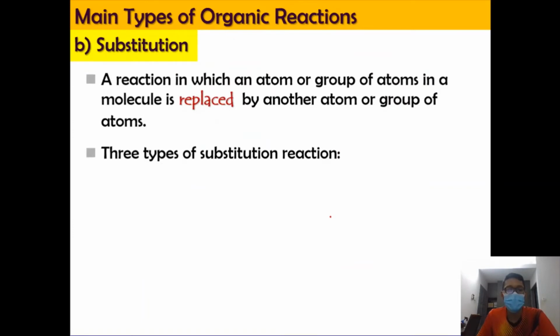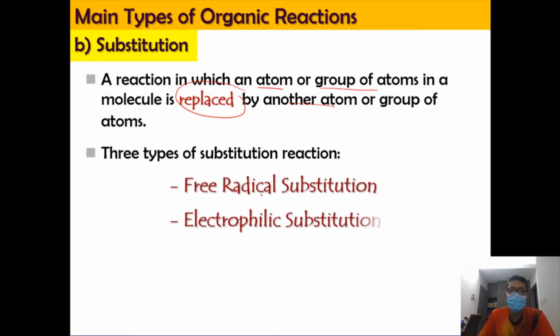Okay, now we have the substitution. For addition just now, we were just adding the atom into the carbon-carbon double bond or carbon-carbon triple bond. But for substitution, the keyword here is being replaced. Okay, so it is a reaction in which an atom or group of atoms in a molecule is replaced by another atom. So kita tukarkan dia. Mula-mula dia H, tapi bila ada reaction, H tu akan digantikan dengan Cl. Addition, kita tambah. Okay, ada bezanya. So there are three types of substitution reaction, which are the free radical substitution, electrophilic substitution, and the nucleophilic substitution.